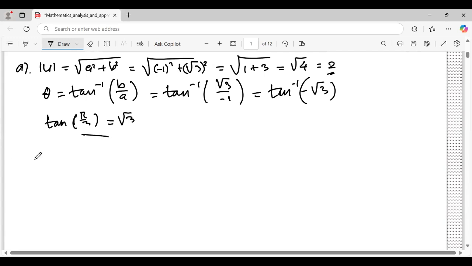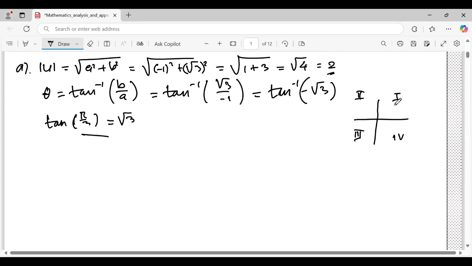That is tangent pi third. So the reference angle is pi third. Pi third, 180 over 3, is 60. But since the complex number lies in the second quadrant, because in trigonometry there are the first quadrant, second quadrant, the third quadrant, and the fourth quadrant.